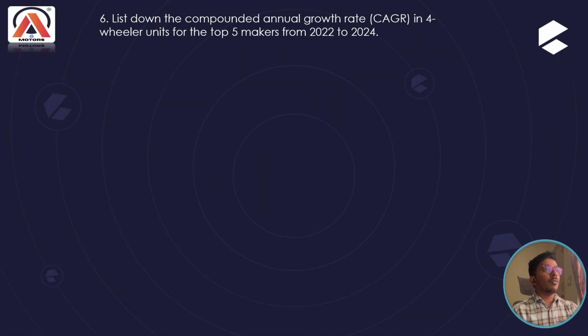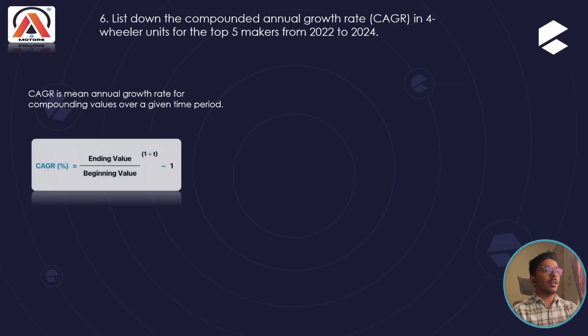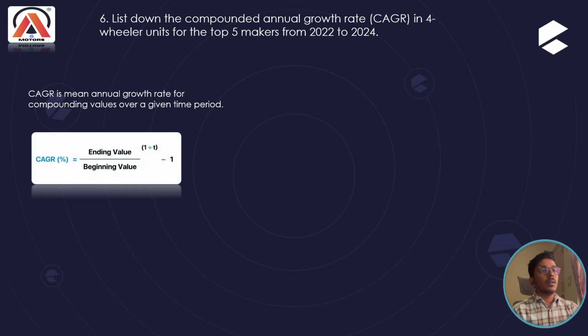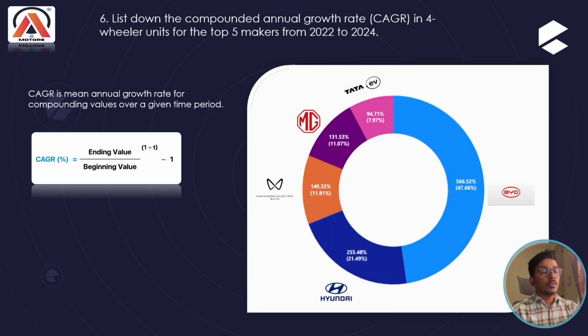List down the compounded annual growth rate in four-wheeler units for the top 5 makers from 2022 to 2024. So CAGR is the mean annual growth rate over a given period of time and can be calculated using this formula. One keynote to highlight here is that CAGR is not an exact return but a hypothetical representational figure. So through this pie chart, BYD holds a significant 47% share with 566% CAGR among its competitors, followed by Hyundai, Mahindra, MG, and Tata.